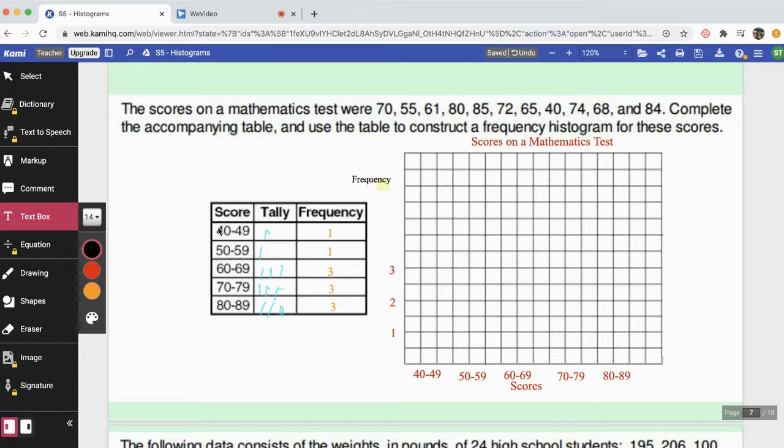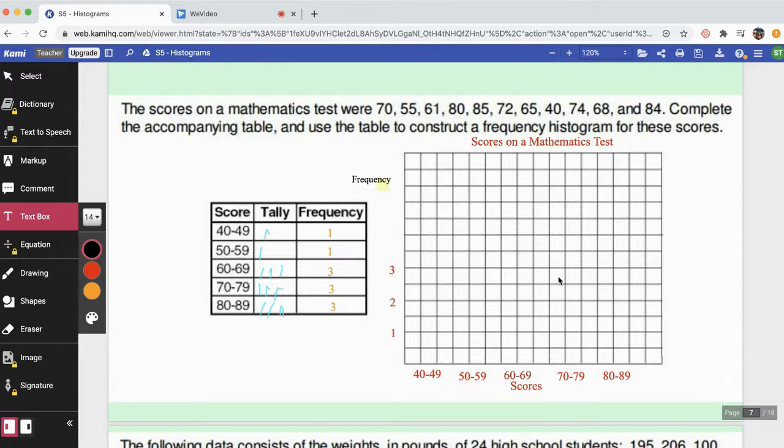Our intervals, we've chosen an interval of 10, so 40 to 49, 50 to 59, 60 to 69, and so on, because the range went from 40 all the way up to 85. So 10 was a good interval to use there. So I've just done tally marks for each score and put that in the interval in which it belongs, and then counted up how many tally marks are in each interval.